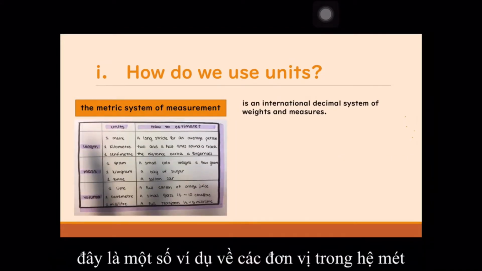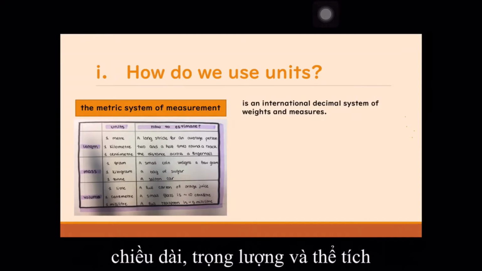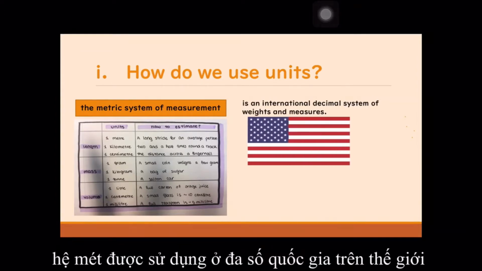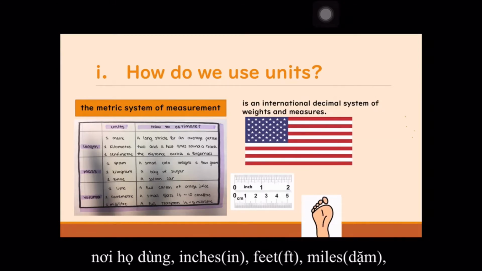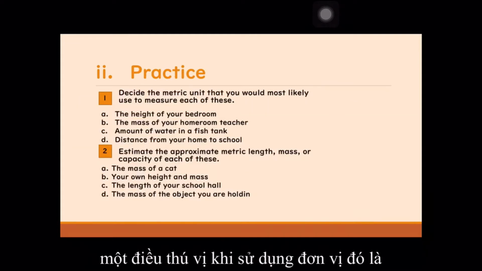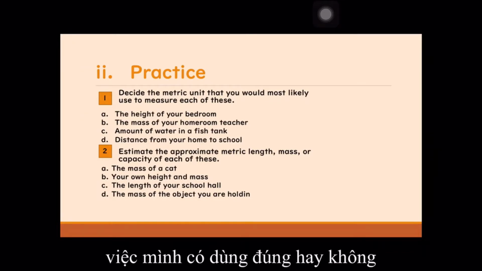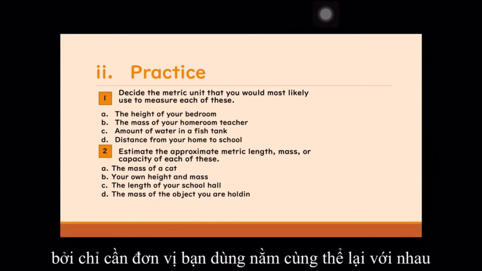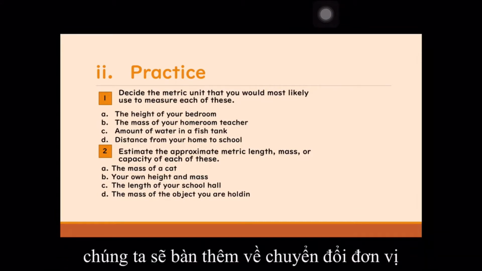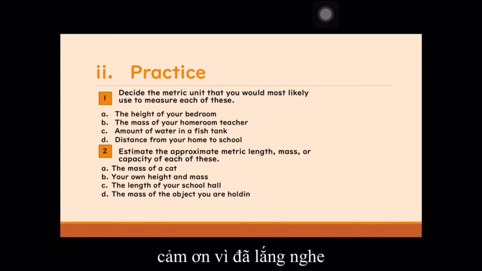Here are some examples of the metric units that are being placed under three categories: length, mass, and volume, or capacity. The system is used in almost every country except for the United States, where they use inches, feet, miles, gallons, pounds, etc. One thing you don't have to worry about with units is whether you're getting it right or wrong, because as long as it falls in the same category and you are comfortable with using it, you can use it. We can talk more about converting in the next unit, but now you can try to do some practice questions that I've posted, and thank you for listening.